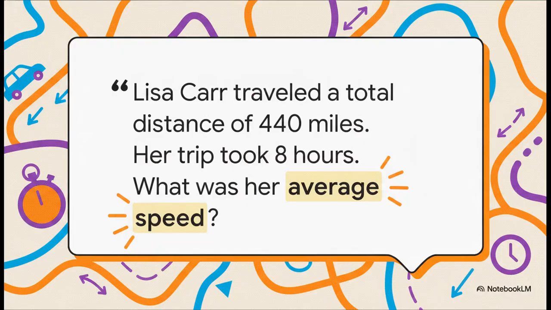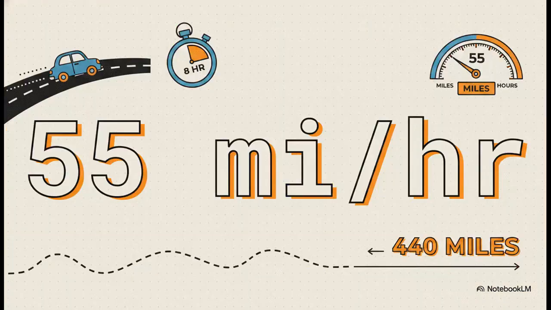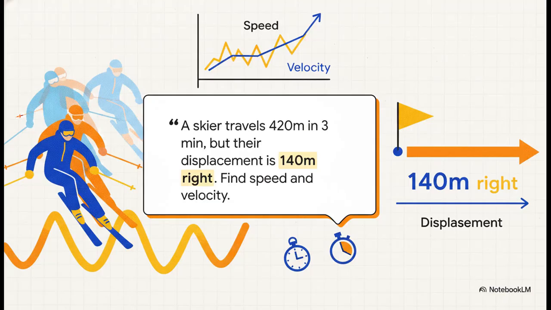Let's try one out. So Lisa Carr is on vacation and travels a total distance of 440 miles. The trip took her 8 hours. The question is, what was her average speed? This one is pretty straightforward. We just take her total distance, 440 miles, and divide it by the total time, 8 hours, and that gives us an average speed of 55 miles per hour. Simple enough, right? Now, this doesn't mean she was going exactly 55 the whole time, but that was her average over the entire journey. Okay, now for one that's a little trickier.